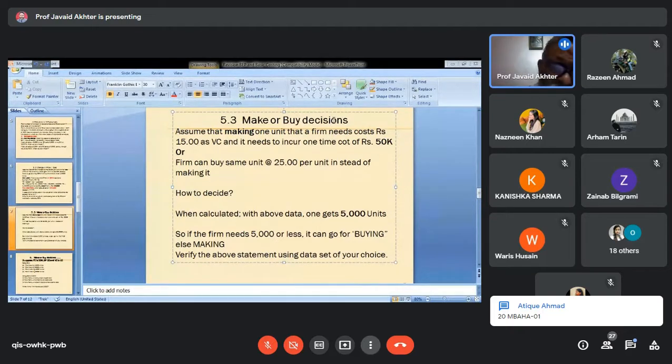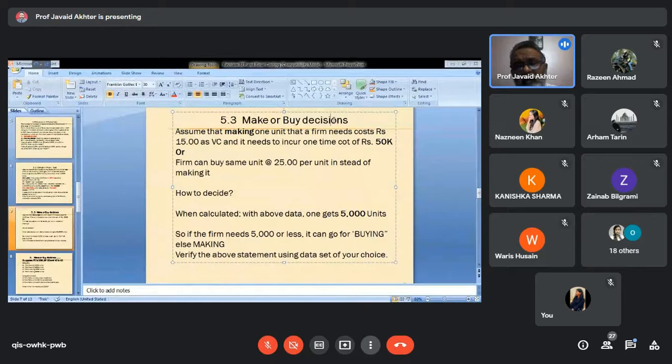The same is true with any product, any service. You will find that there are several components, several parts, and each firm may not make them. It can outsource, it can buy from the market. So should it buy or should it make? What should it do? In such a situation, break-even analysis helps.